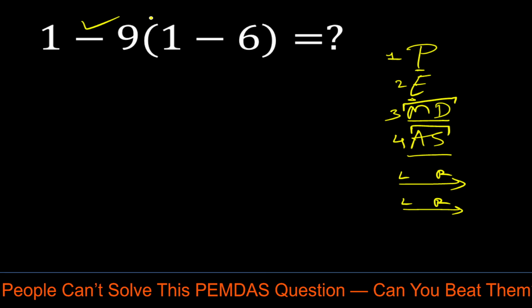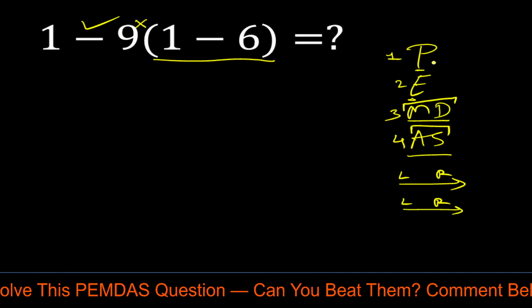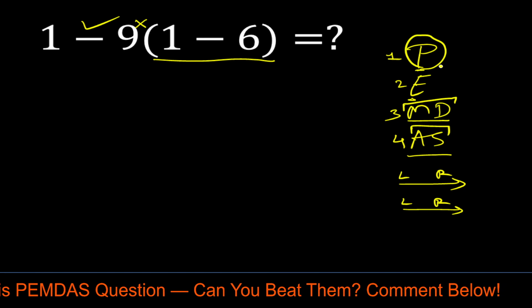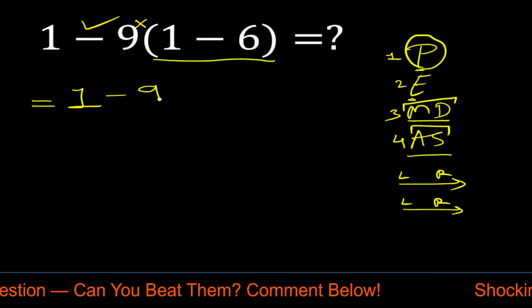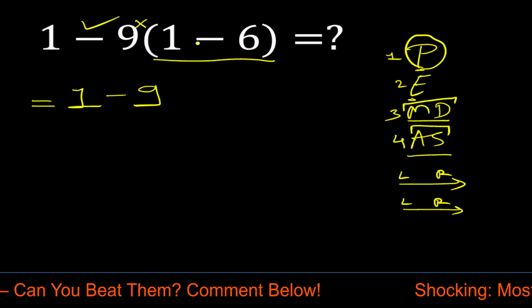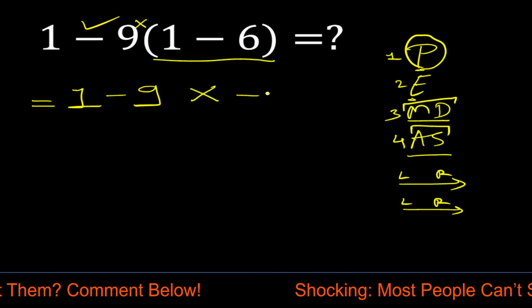So in this question, here we have subtraction, here multiplication, and here parenthesis, right? So according to PEMDAS rule, first we have to solve parenthesis. So now 1 minus 9. Now solve this parenthesis first. 1 minus 6 is equal to minus 5, right? So times minus 5.